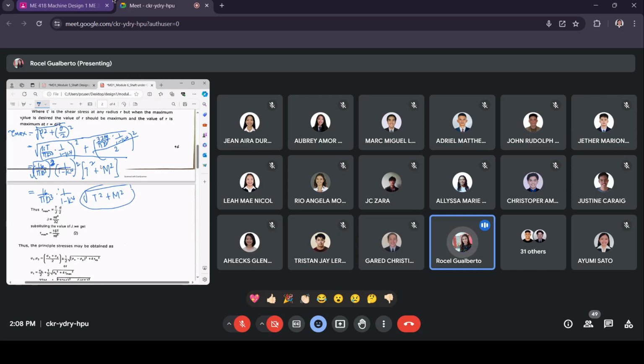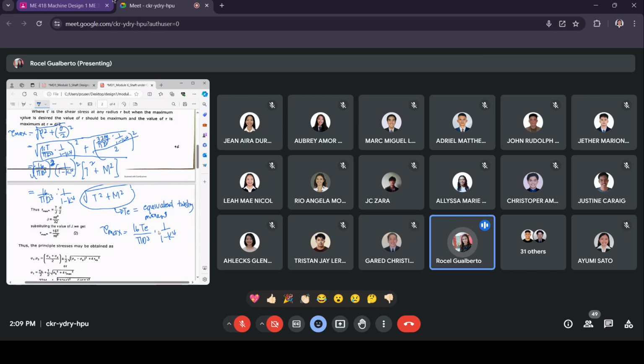So, this factor here is equivalent to what we call TE, or the equivalent twisting moment. So therefore, you can finalize your answer. Your tau max becomes 16 TE over pi d cube times 1 over 1 minus k to the fourth. Again, this TE is equivalent to the square root of T squared plus M squared. Ito po yung nilagay natin kasama nung 16.